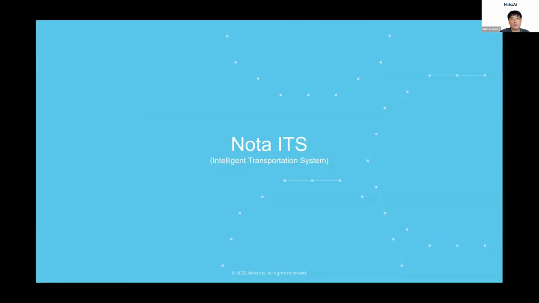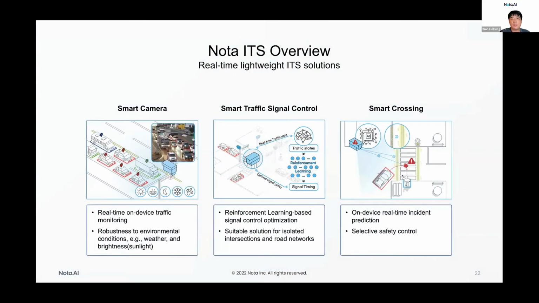And the last one is ITS, the intelligent transportation system. The cars on the road can easily be crowded, so the intelligent transportation system detects the crowdedness on the road. If the road is crowded with cars, it gives a longer signal, and if the road is not crowded, the edge device here will give a short signal, things like that.